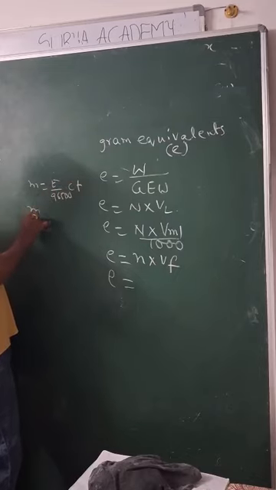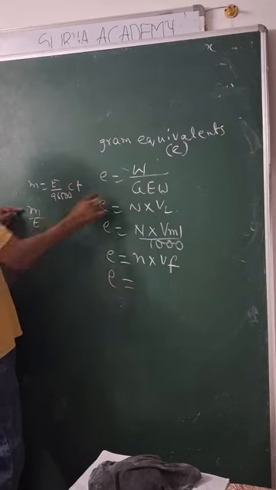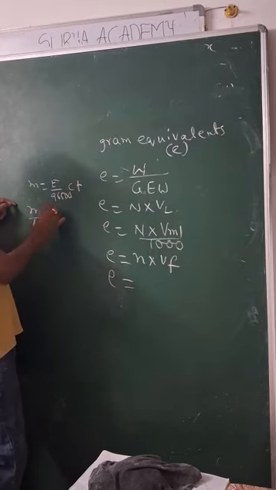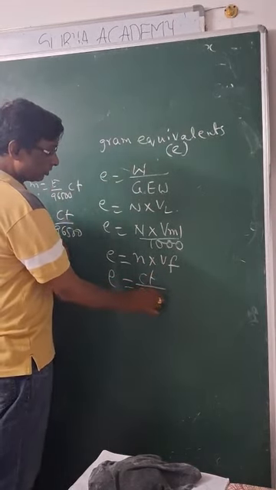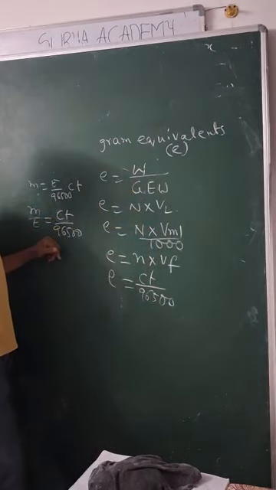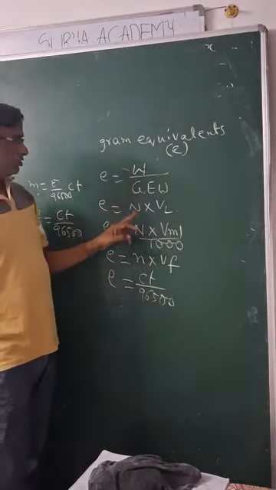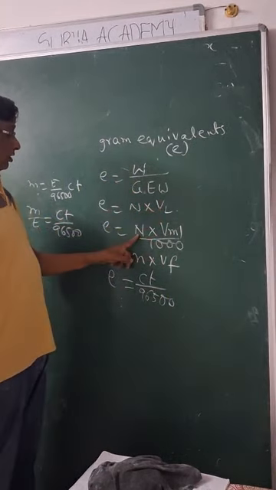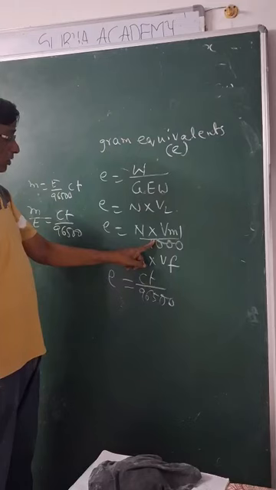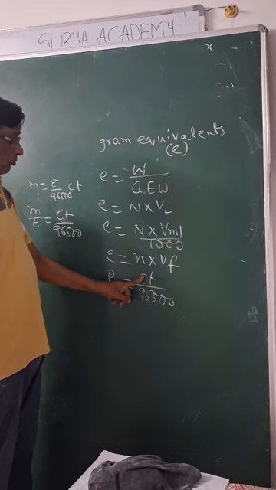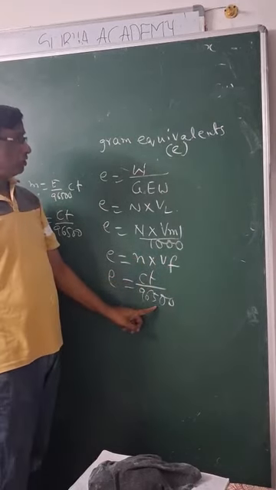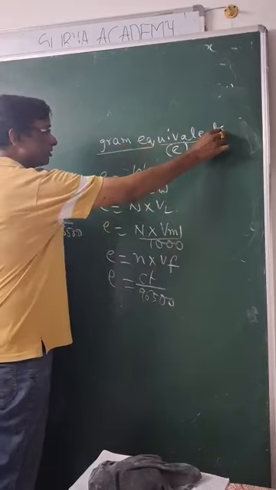M by E is weight by equivalent mass. Same thing. Weight by equivalent mass is Ct by 96500. It is also equivalents. So you can find equivalents from the given data: weight by equivalent mass, normality into volume in liters, normality into volume in milliliters upon 1000, number of moles into valency factor, and current in amperes into time in seconds by 96500.